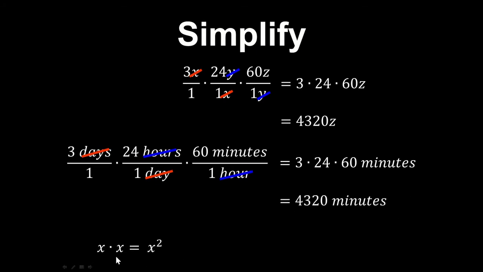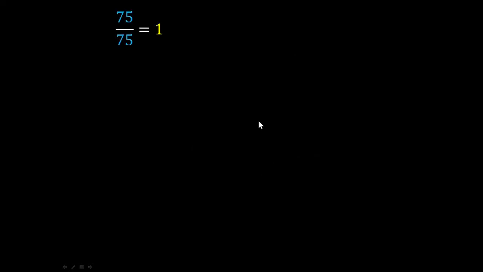So you can treat your variables the same way you treat your units. That x times x is x squared, meters times meters is square meters, or seconds times seconds is the same thing as seconds squared. You can treat your units the exact same way you treat your variables. All right, here's an easy example. 75 divided by 75 is 1.